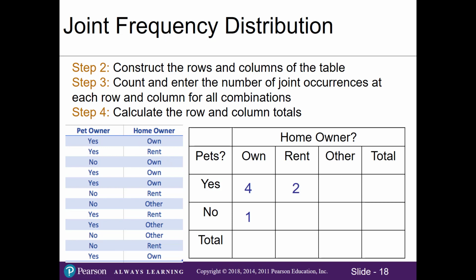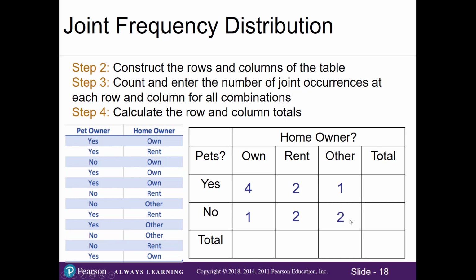Then we need to count how many people don't have pets and rent. We also get 2. Lastly, let's count how many people own pets and said other regarding home ownership. So for those that said yes and other, we have 1 person. And for those that said no to pets and other is 2 people.